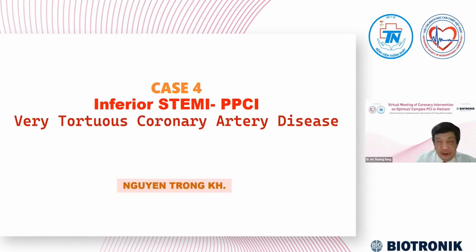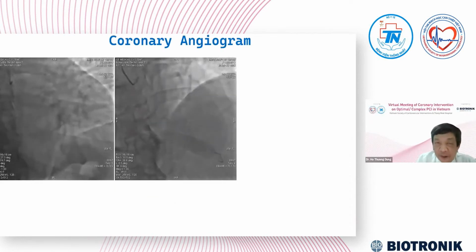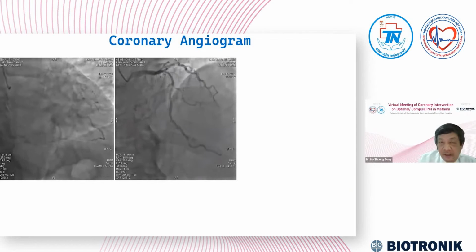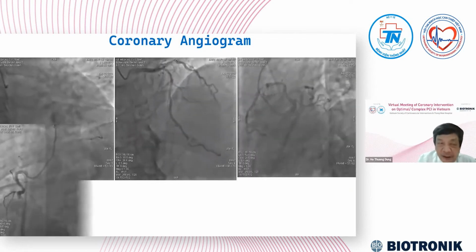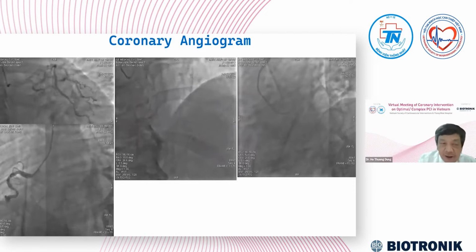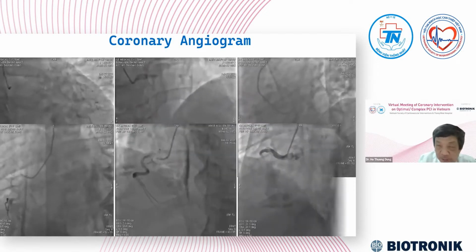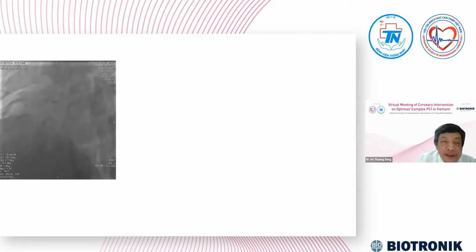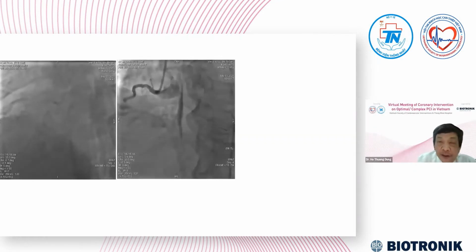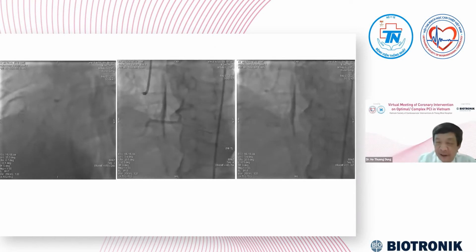The case number 4. The same situation, inferior STEMI, a very tortuous coronary artery disease. It's the same in the left, no culprit lesion here, and some moderate lesion in the mid of the LAD, but no culprit lesion. The culprit lesion is in the right, and can you see, it's very tortuous. And we do wiring, put the wire. And in this case, we use the support from the extension guide, the Zilla.